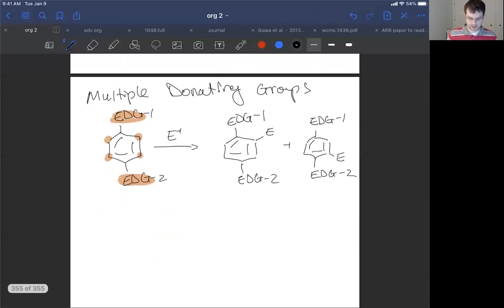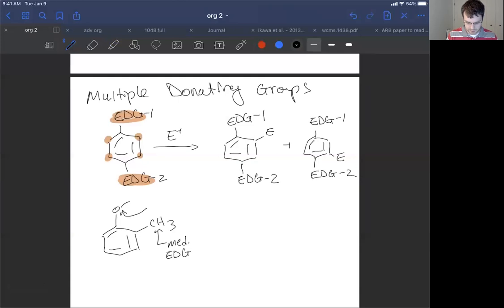If we had something like, let's look at a specific example now. Let's have 2 activating groups, 2 electron donating groups. One let's do through inductive effects, and the other one we'll do through resonance. Okay, so this is a medium electron donating group because it supplies its electrons by way of resonance and it stabilizes the intermediate in the electrophilic aromatic substitution. That's different from this one, which is a strong electron donating group.